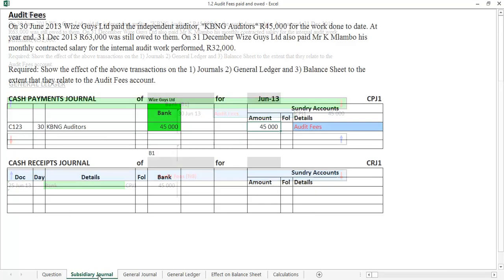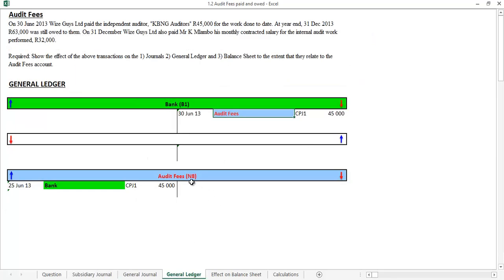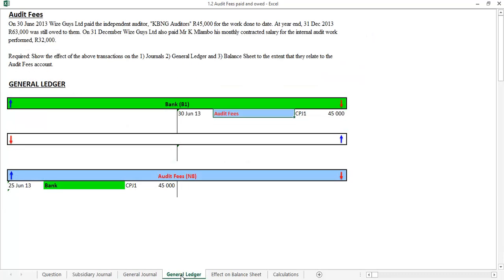So let's post from the journal. The amount here is going to be N8, which refers to the account code for audit fees, and then the account code for bank is B1. So we can put B1 under the bank column. Good, that's the general ledger.